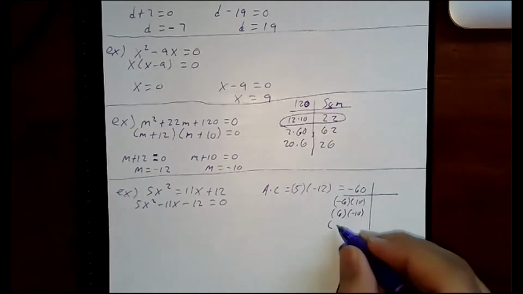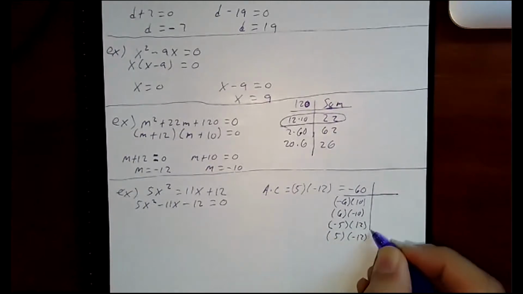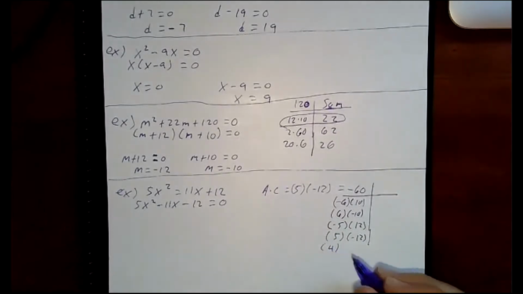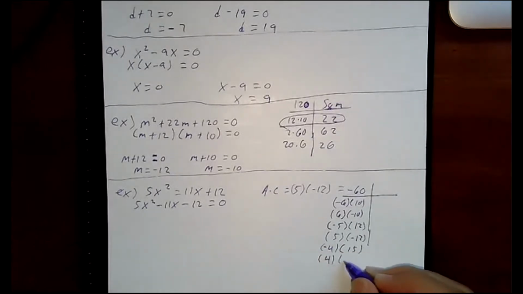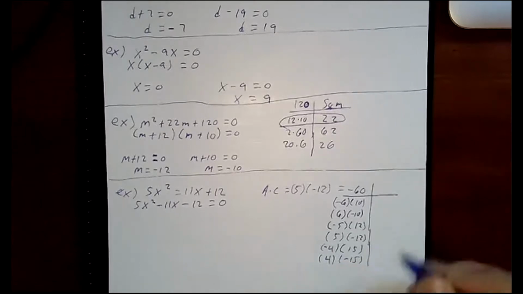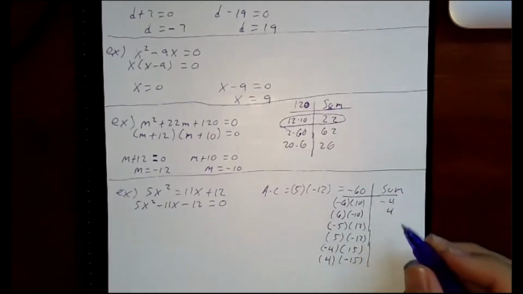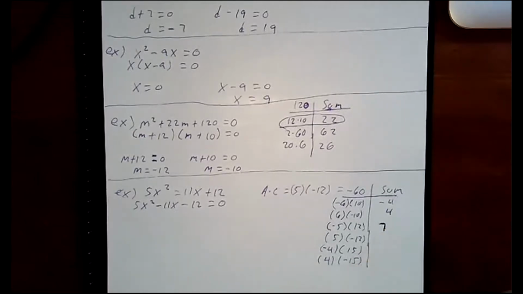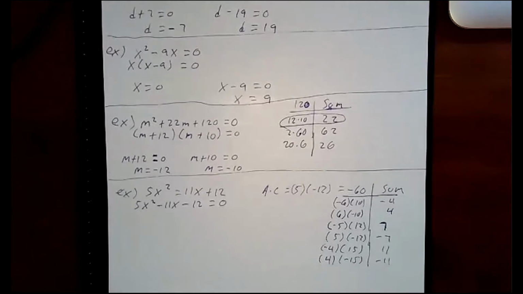5 times 12, right? And that doesn't work. 4 and 15. There you go. -15 and 4 is the one we want. If we sum them up, we'll get -4, 4, 7, -7, 11, and -11. So we're going to use this one.